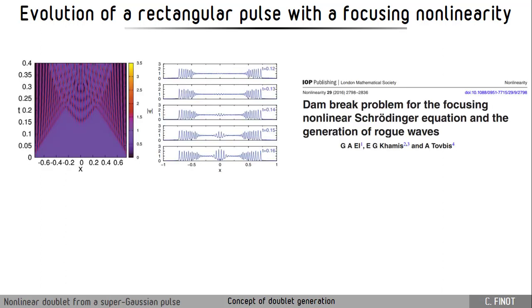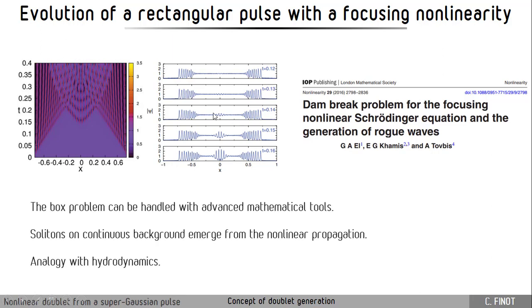This kind of problem has been already investigated theoretically, for example, in the context of the generation of rogue waves. Here, this is a work made by El and co-workers. This is a nice work that studies a problem that is known as the box problem and which can be handled with advanced mathematical tools.